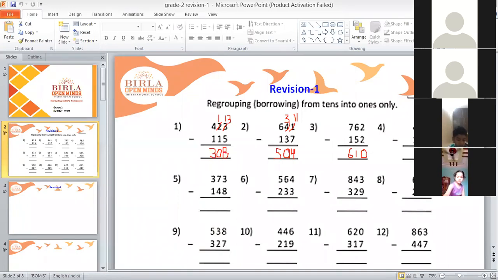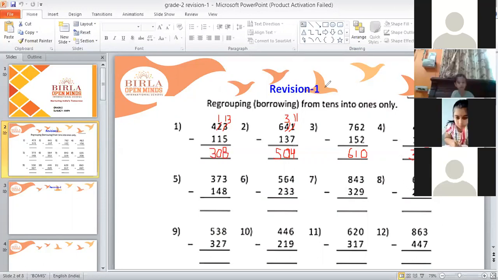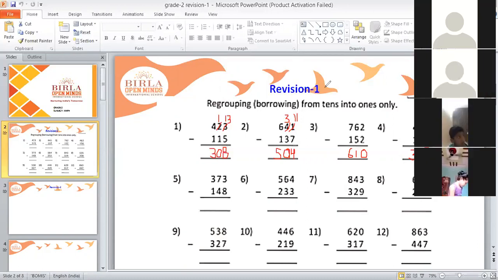So Ashita, tell me what the 6 will become quickly. 6 will become 5. Very good. And what will this 3 become in ones place? 13. Yeah, 13, we will cut this 3 and we will write 13. So now tell me 13 minus 6 how much? 7. Very good. 13 minus 6 is 7, and 5 minus 5? 0. And 4 minus 1? 3. Very good. So what is the answer? 307. Very good, Ashita. That's the correct answer.